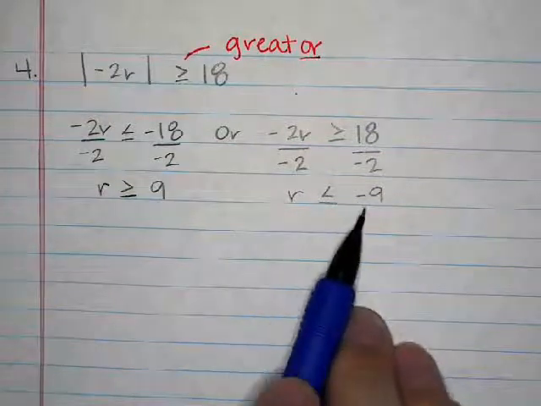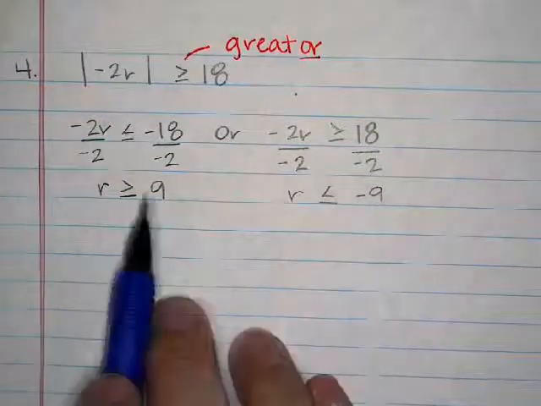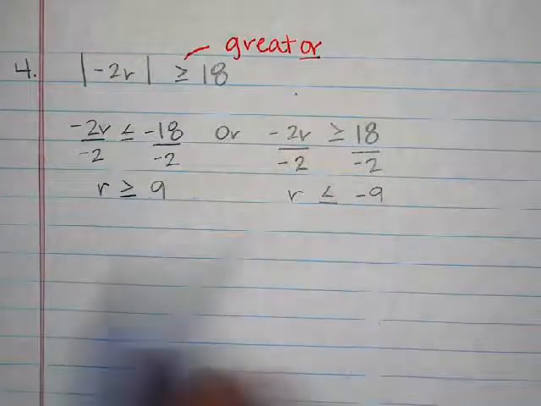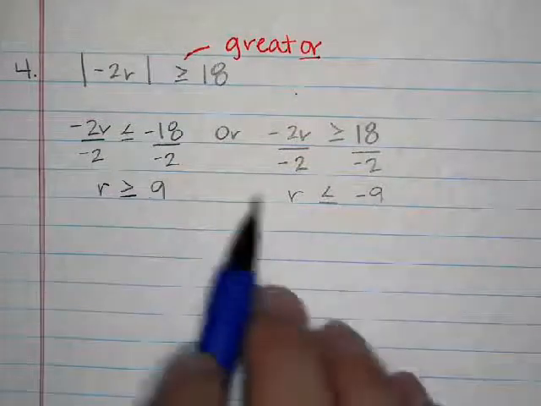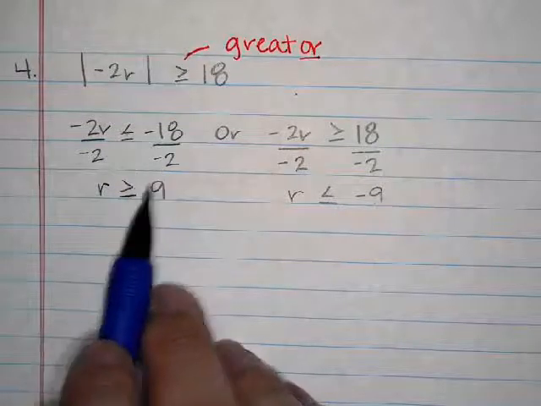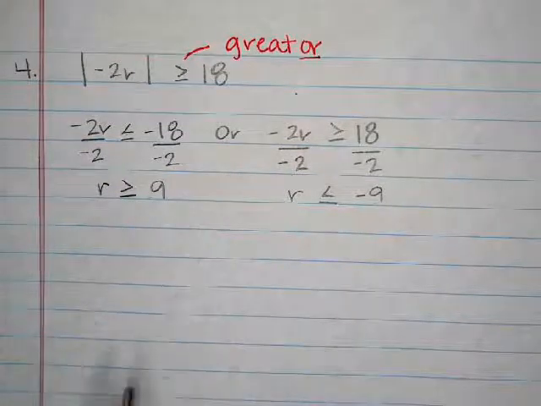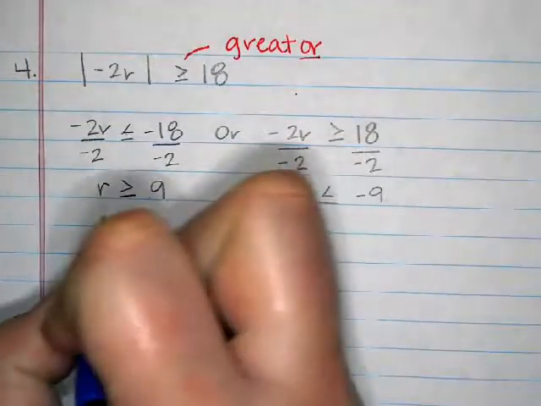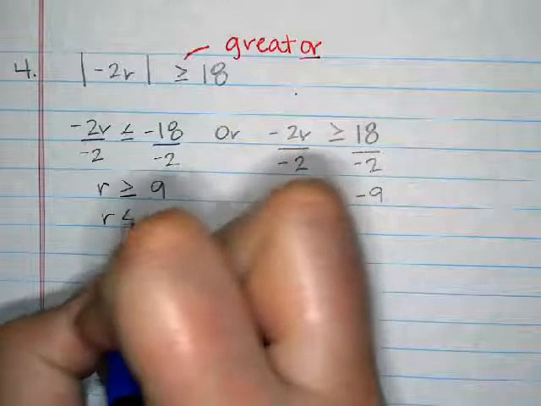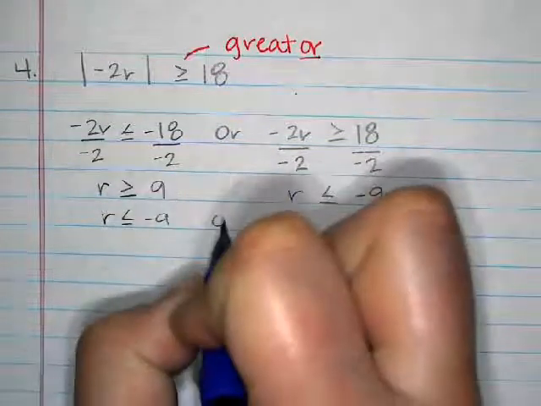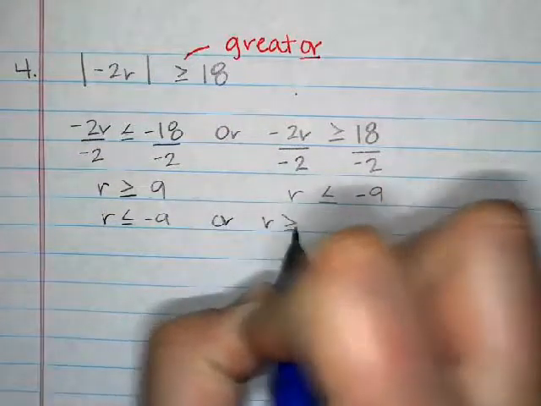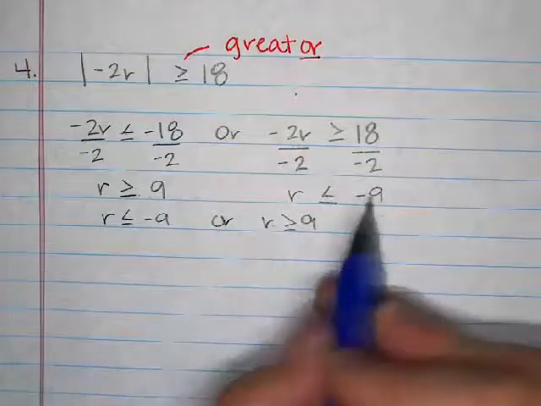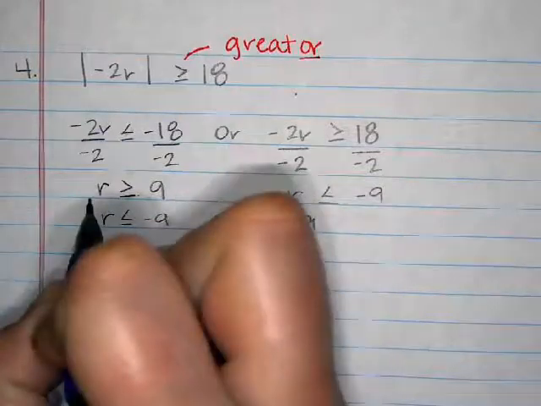And what happened is we ended up with the smaller number over here and the bigger number over here, and that shouldn't be the case either. The smaller number should be on the left side and the bigger number should be on the right side. So when we divided by the negative, our answers got all switched around. So I'm just going to fix it so that it looks right. I'm going to say r is less than or equal to negative 9, or r is greater than or equal to positive 9. So I just took the bigger answer and moved it to the right side. I took the smaller answer, I moved it to the left side.